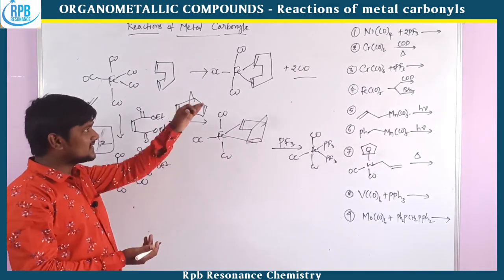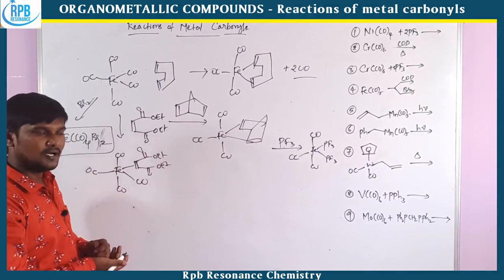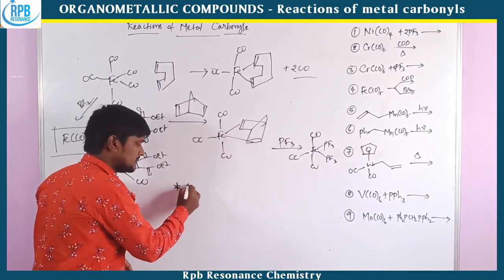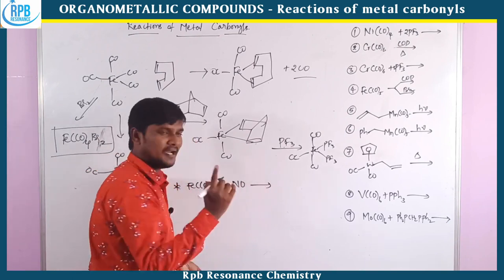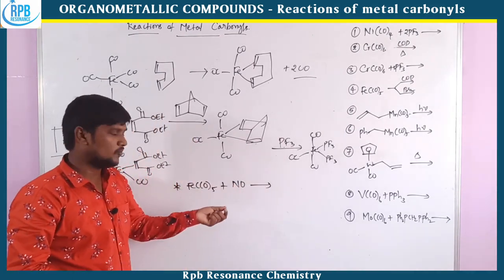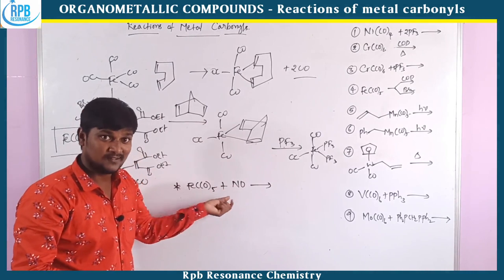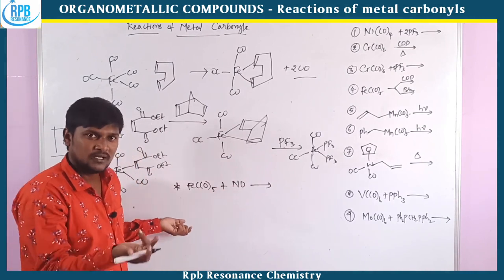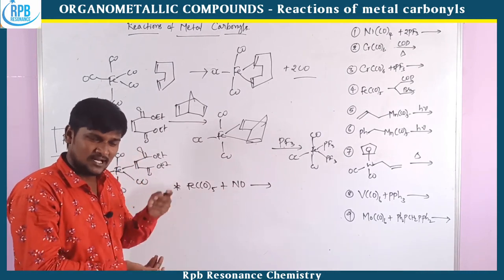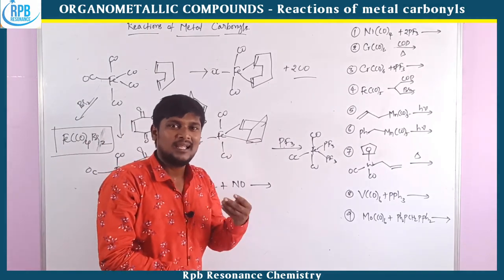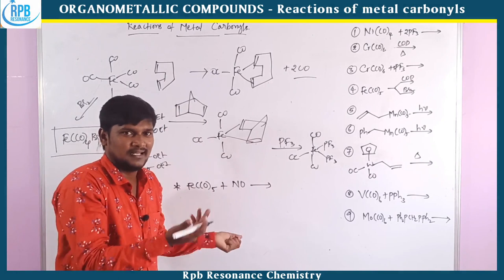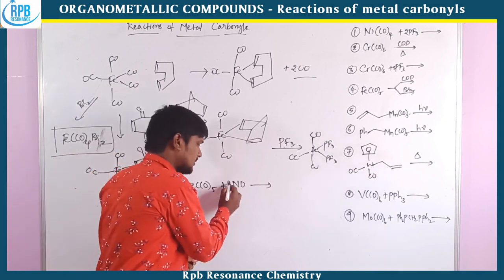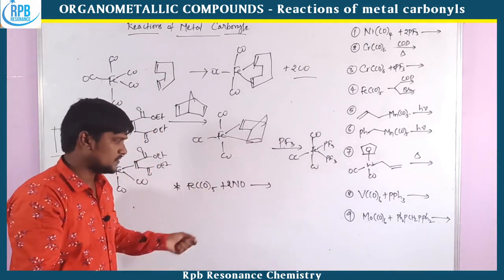Sometimes, along with reagents like COD and non-conjugated dienes, nitrosyls can also replace the carbonyls. Nitrosyl is a three electron donor. Only one nitrosyl cannot replace two carbonyls. Why? Because two carbonyls donate four electrons, one carbonyl requires two electrons, but nitrosyl can donate three electrons. That's why their stoichiometric coefficients are not matched.